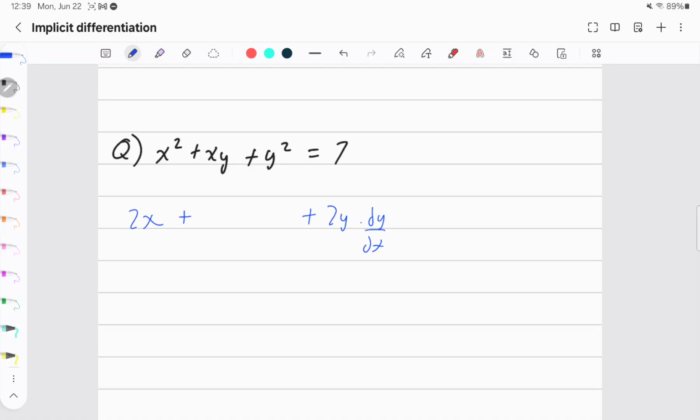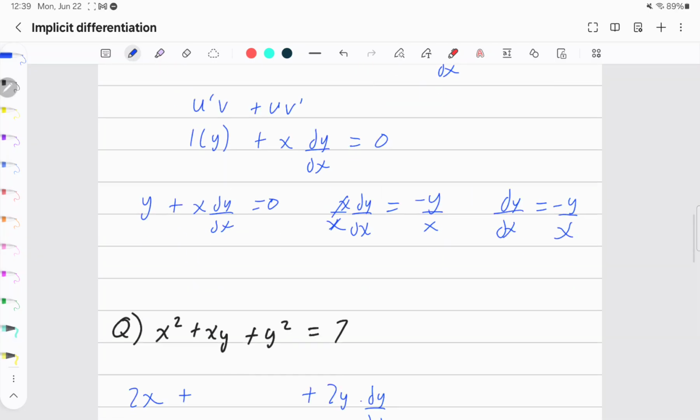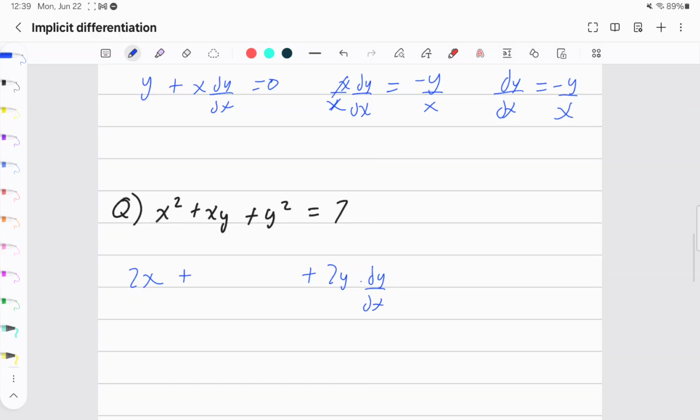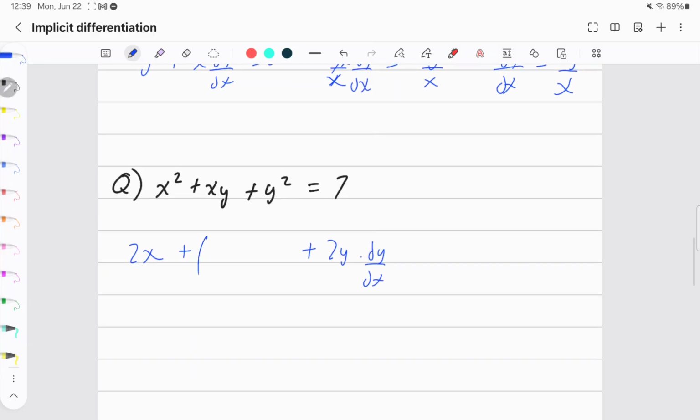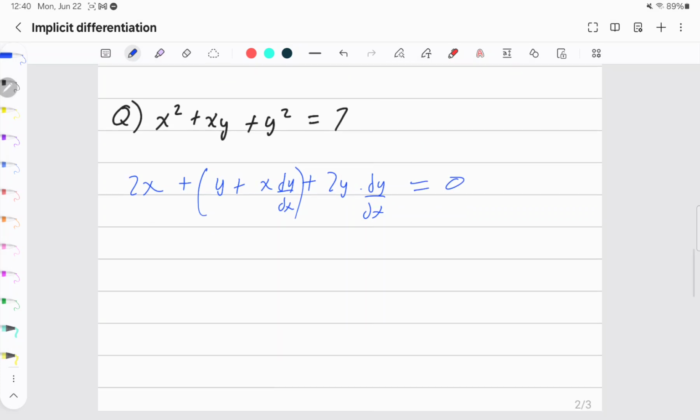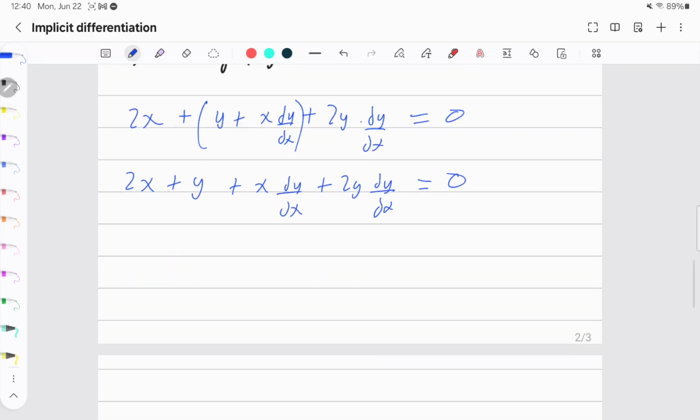Now, for this xy, we have done this xy before, and we got y plus x dy over dx. So I'm just going to copy the answer from the top: y plus x dy over dx. And this equals, the differentiation of 7 is pretty much 0 because it's a constant. Then you just do 2x plus y plus x dy over dx plus 2y dy over dx. Now, first group the dy over dx terms together. So it would be x plus 2y, and this whole thing is multiplied by dy over dx.